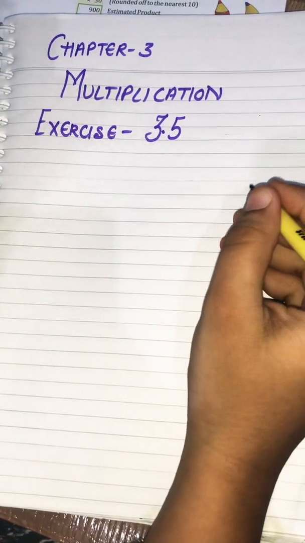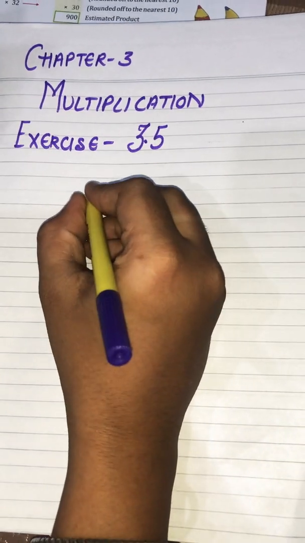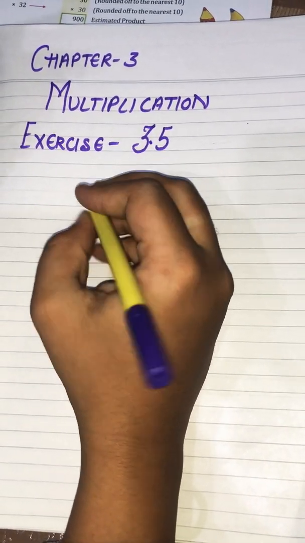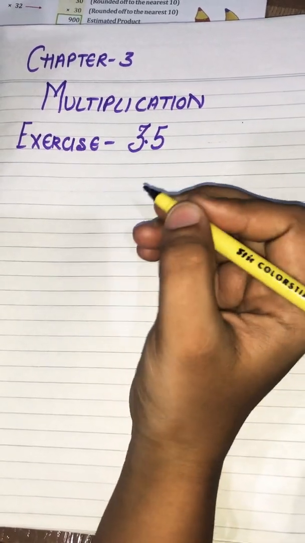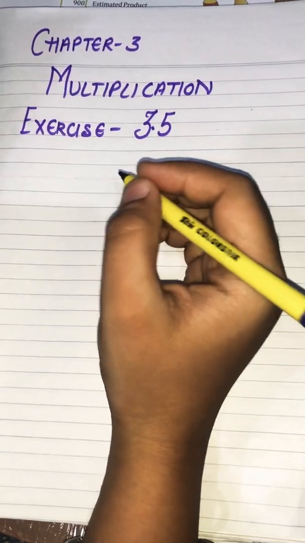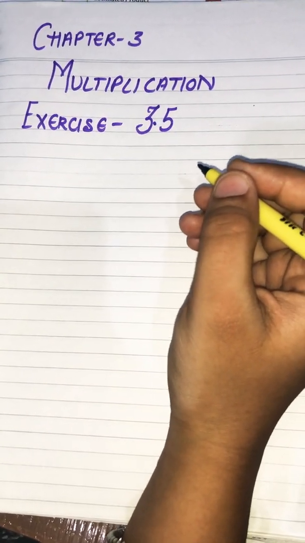Now, what do you mean by estimating product? Like, what is the meaning of estimating product? Estimating product means the nearly or approximate value of any product. So, to find out the estimated product, we have to round off the numbers roughly in our mind and then multiply those numbers. So, let's know how to round off.